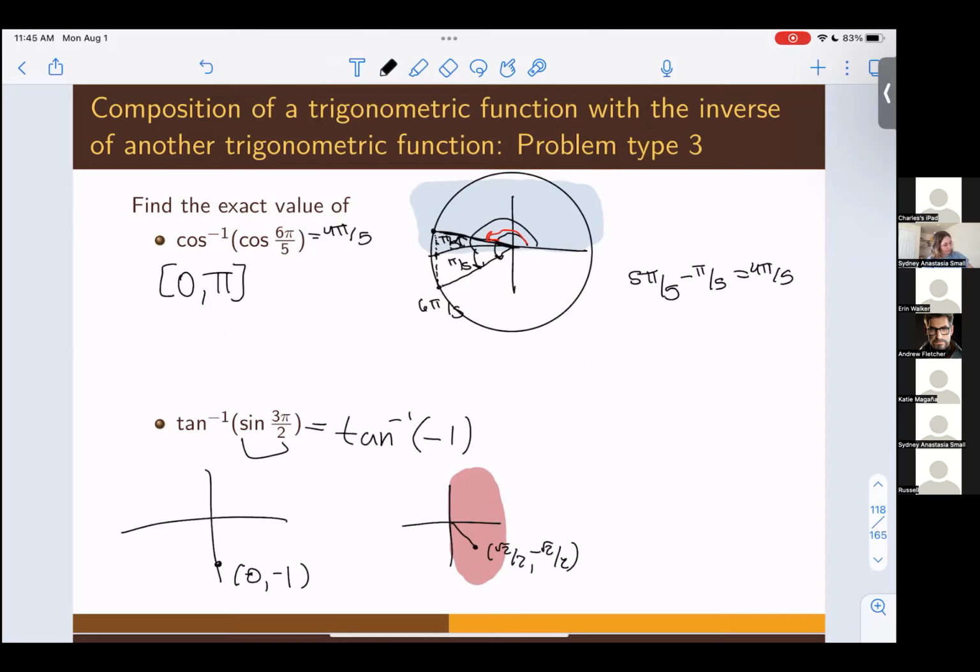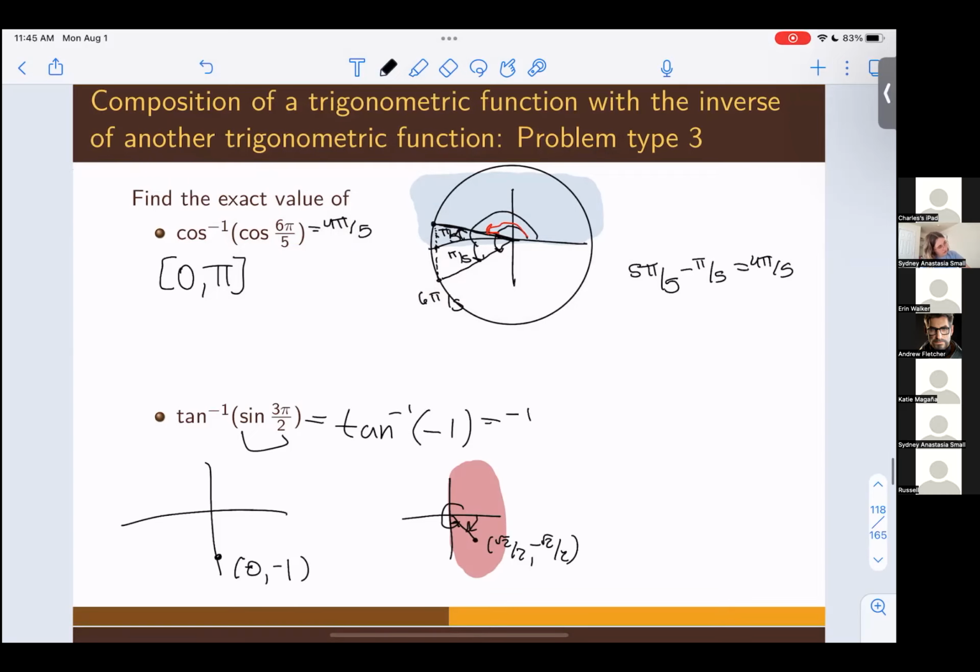And that angle, again, if we think about going this way, is 7 pi over fourths. However, that's not from -pi over 2 to pi over 2. So we need to think about going clockwise instead. We need to think about the negative angle, which is just -pi fourths. Questions?